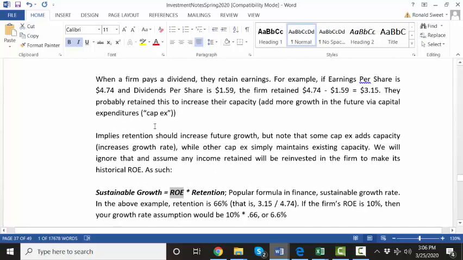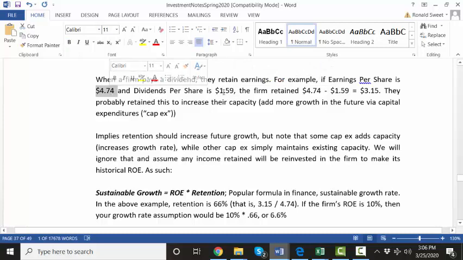You can get return on equity from Yahoo Finance. You can get the actual payout ratio for the firm. The payout ratio is $1.59 of the dividends divided by the earnings. So that gives you the payout ratio. So retention is nothing more than 1 minus the payout ratio.